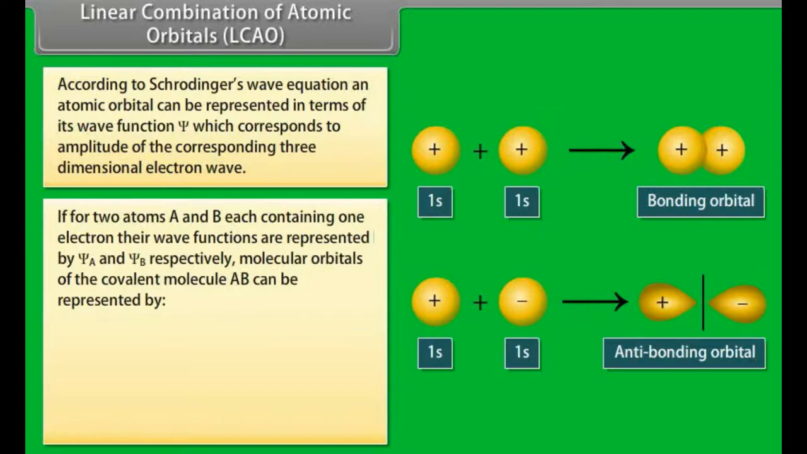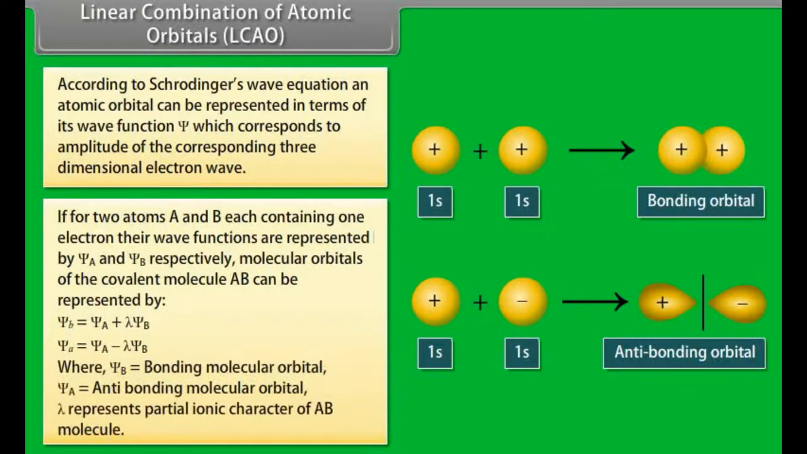Molecular orbitals of the covalent molecule AB can be represented by psi_b = psi_A + lambda psi_B and psi_a = psi_A - lambda psi_B, where psi_b is the bonding molecular orbital and psi_a is the anti-bonding molecular orbital. Lambda represents the partial ionic character of the AB molecule.